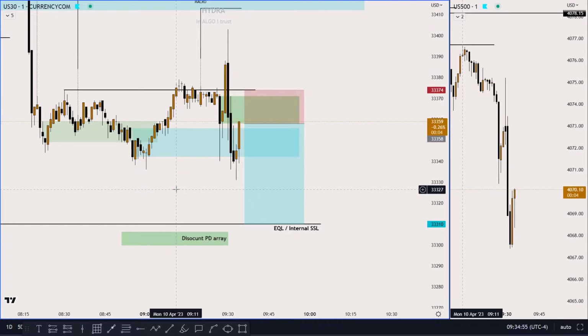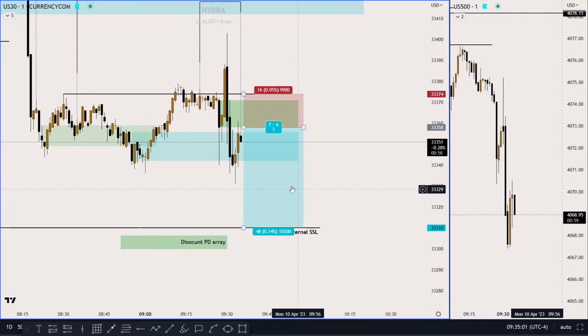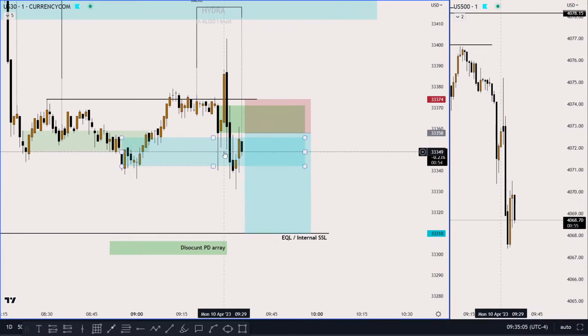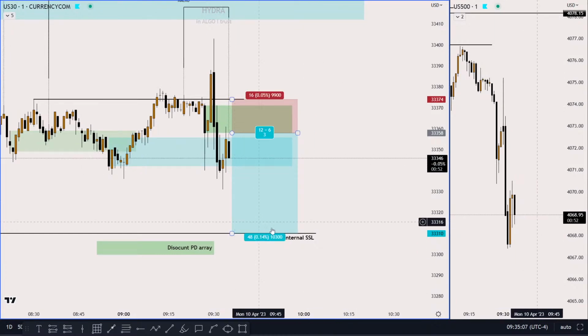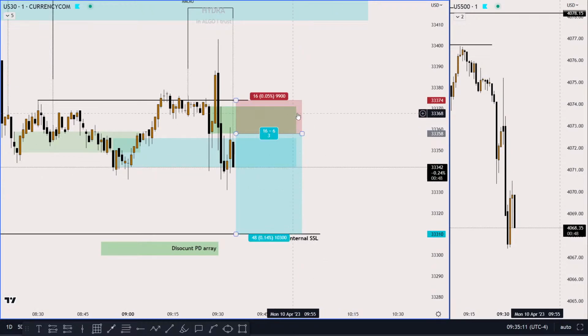It's getting boring right now. Okay, our macro zone is over. It's 9:35, so I'm not gonna take any new entry. I just wanna see price coming all the way down and hitting this internal sell side liquidity.